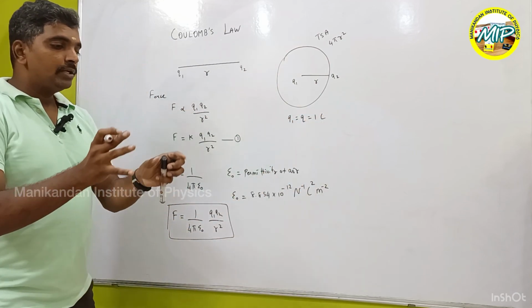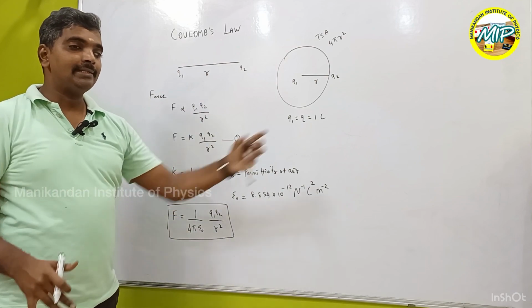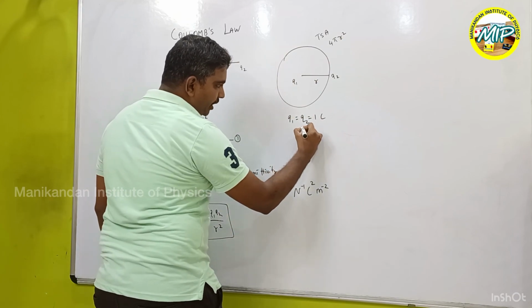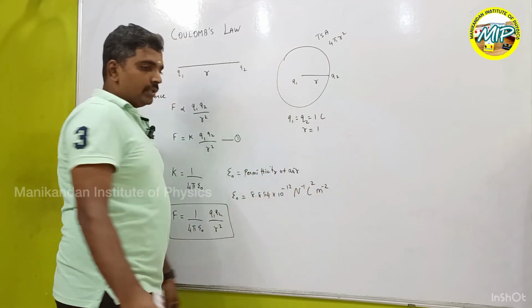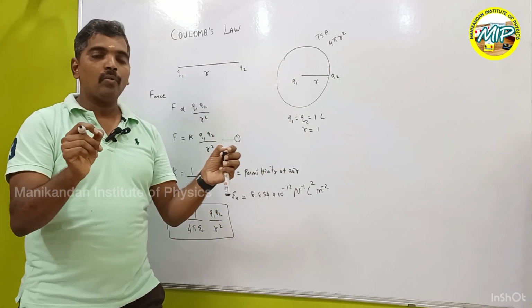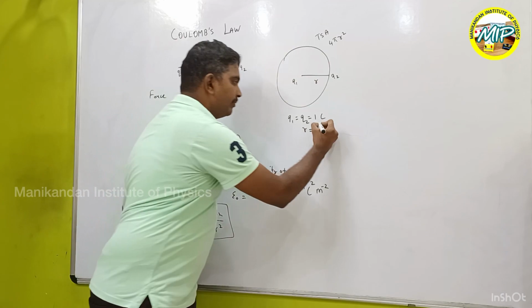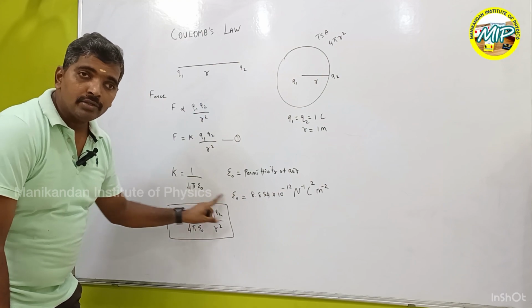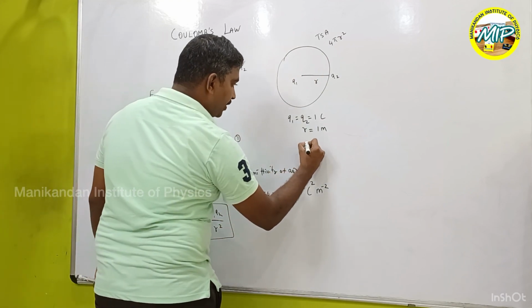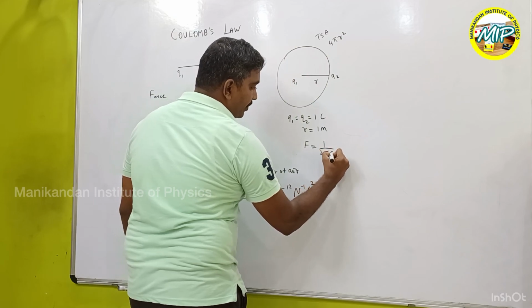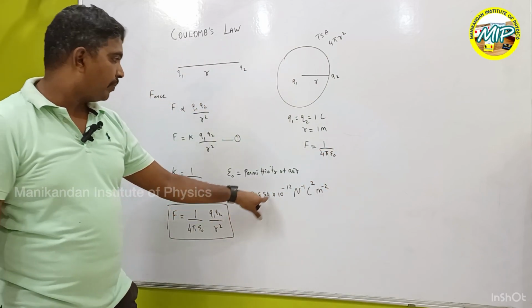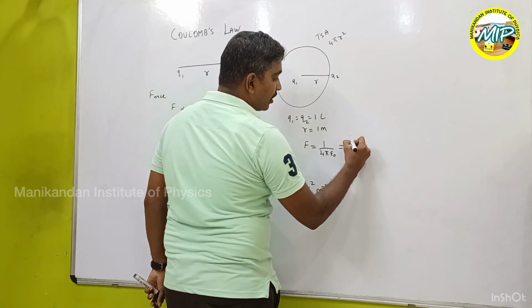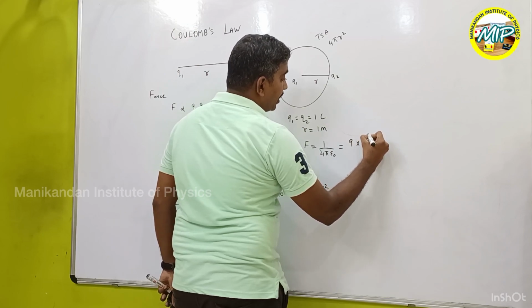I am considering two charges of equal magnitude, 1 coulomb each. The separation between them is r equal to 1 meter. Now this is 1, this is 1, this is also 1, so this term is gone. My F equals 1 by 4 pi epsilon naught. If I substitute the 4 pi value and epsilon naught value here, I get my force value in the order of 9 into 10 power 9 Newton.